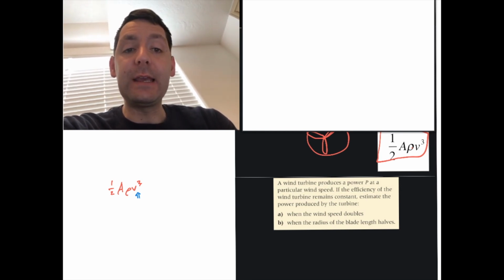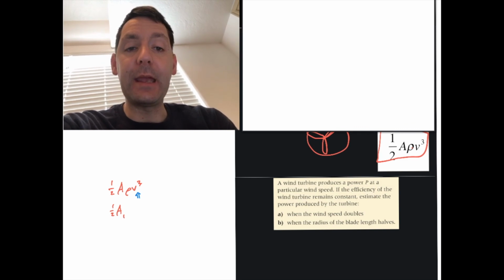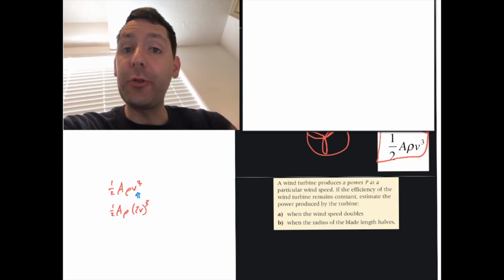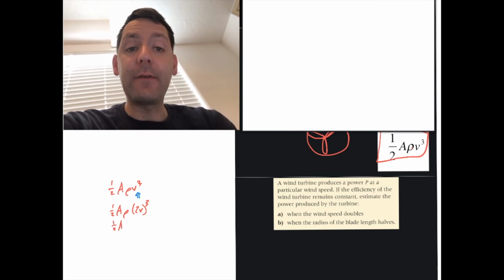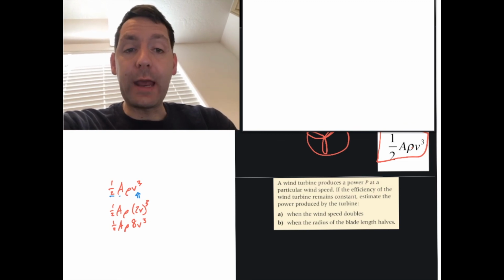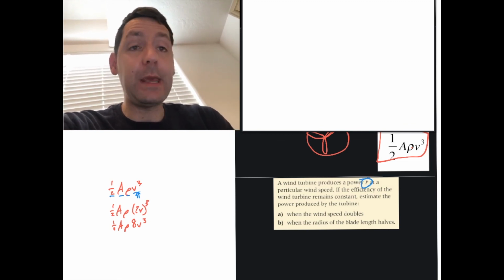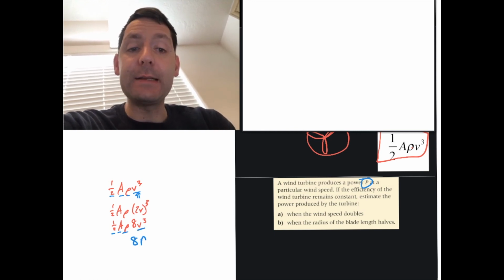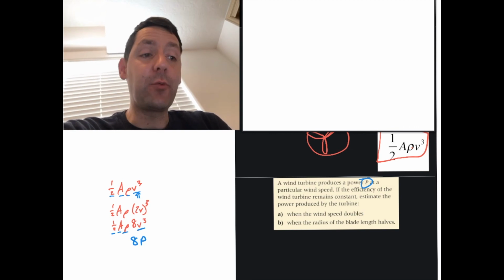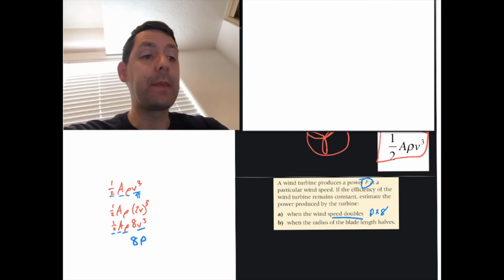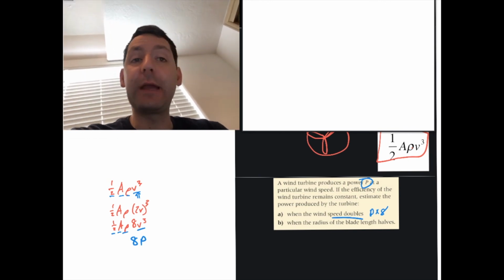Well, that would then give us 1/2 A rho (2v) cubed. Now, if I cube both the 2 and the v, then I get 1/2 A rho 8v cubed. And if you'll remember, 1/2 A rho v cubed was P. So 1/2 A rho v cubed is P, so I'm left with 8P, which means that if the wind speed doubles, then the power is 8 times what it was before. All right. What if the radius of the blade length halves?